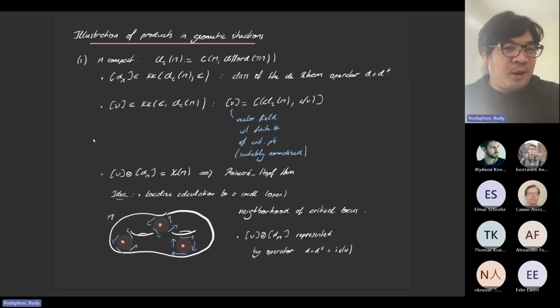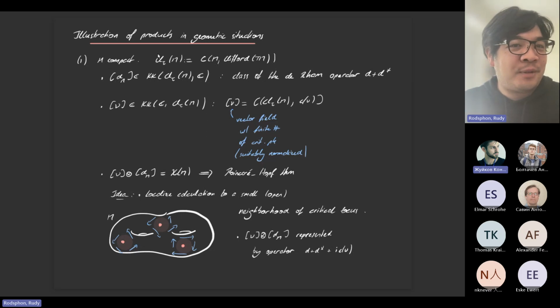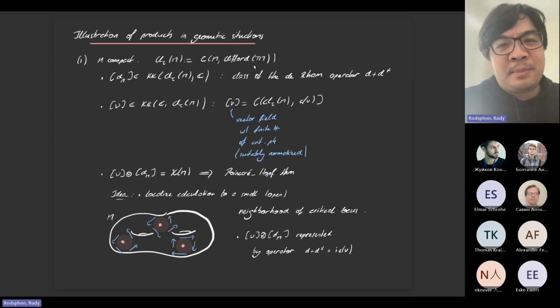So here's an illustration of products in some geometric situations to give some flavor of what this means. Here I'm taking a compact manifold, and I'm changing the function space a little bit. Instead of taking just continuous functions on the manifold, I'll take sections of the Clifford algebra instead. You can replace that by some other algebra bundle if you want also. That's essentially the same thing.